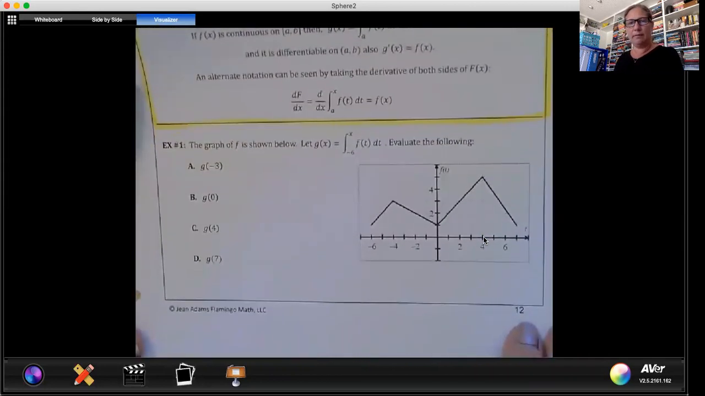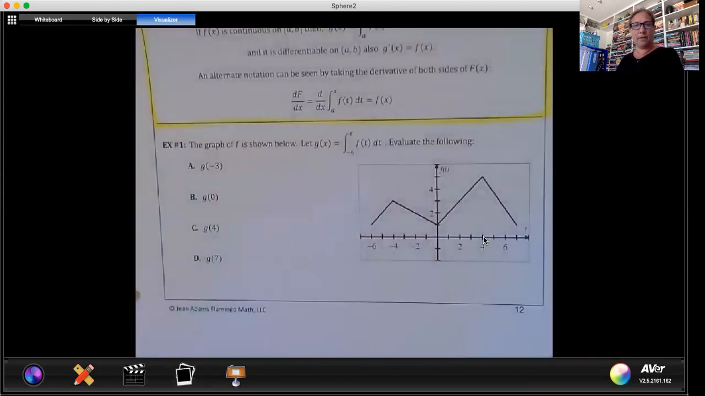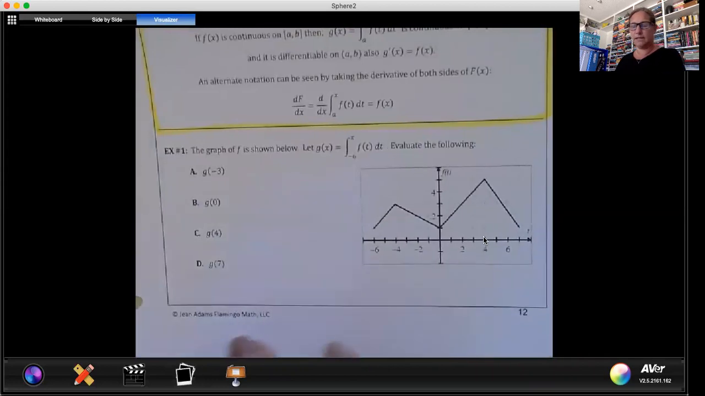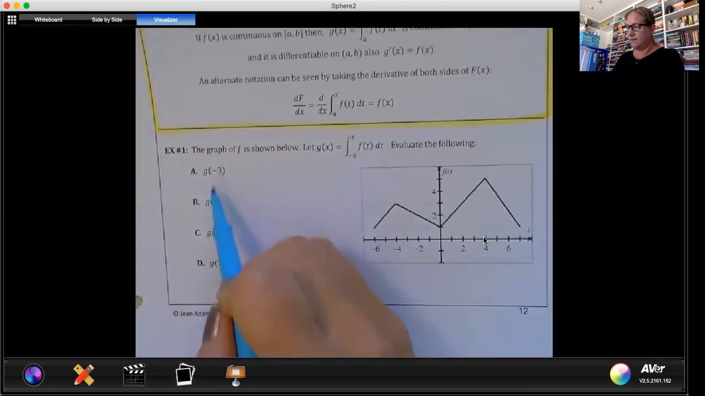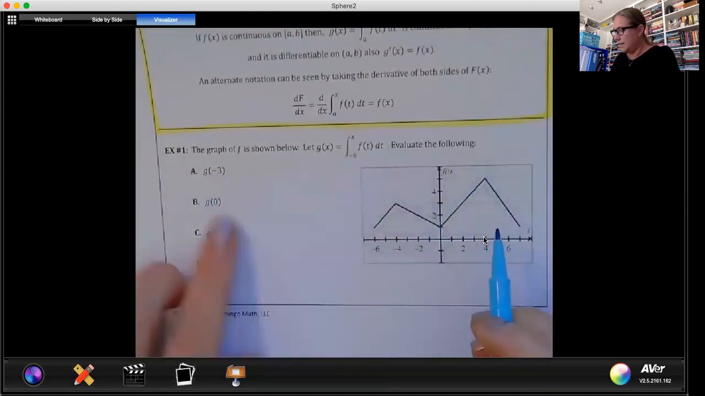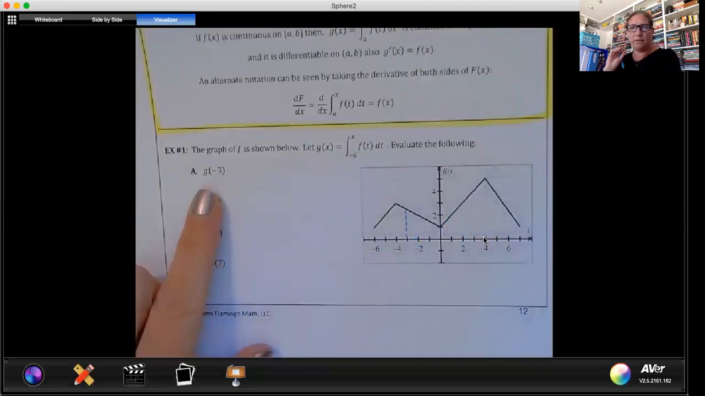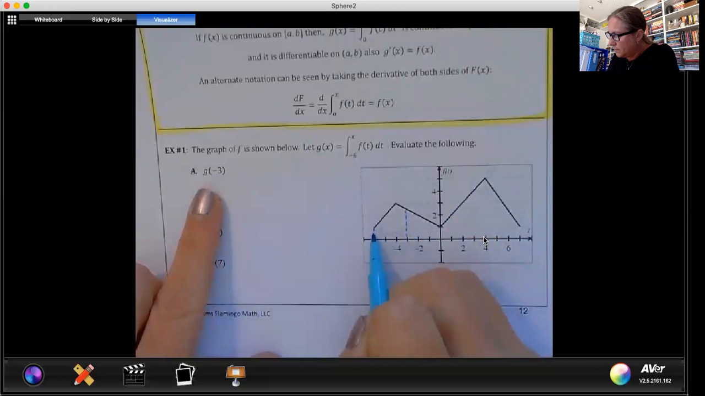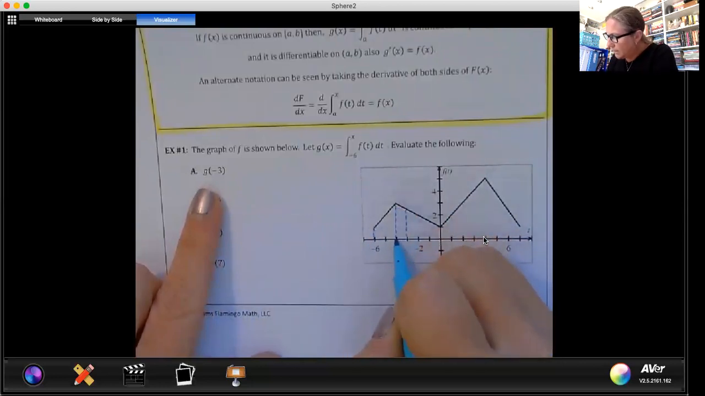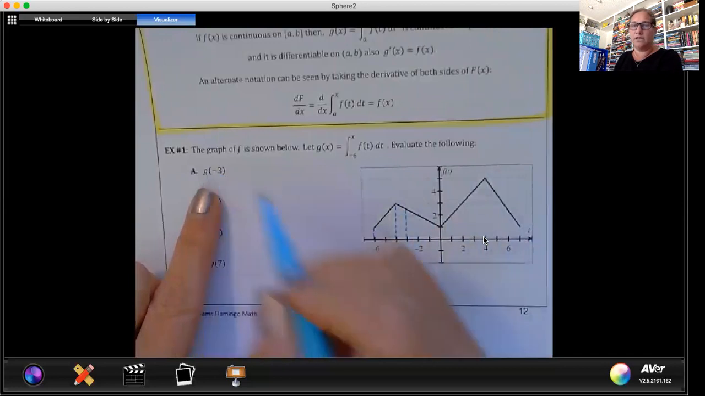So what we're going to do here on problem number 1 is we are going to do the area. And g of x is going to be from -6 to x, which will be these values you see here in parentheses. And then we're going to evaluate. So g of -3 is from -6 to -3. And as you can see, that does not create a figure that we can find the area of easily. But if we draw a line right here from -6 to -4, we have a trapezoid. From -4 to -3, we have a trapezoid. So we can add the two trapezoid areas together to get g of -3.